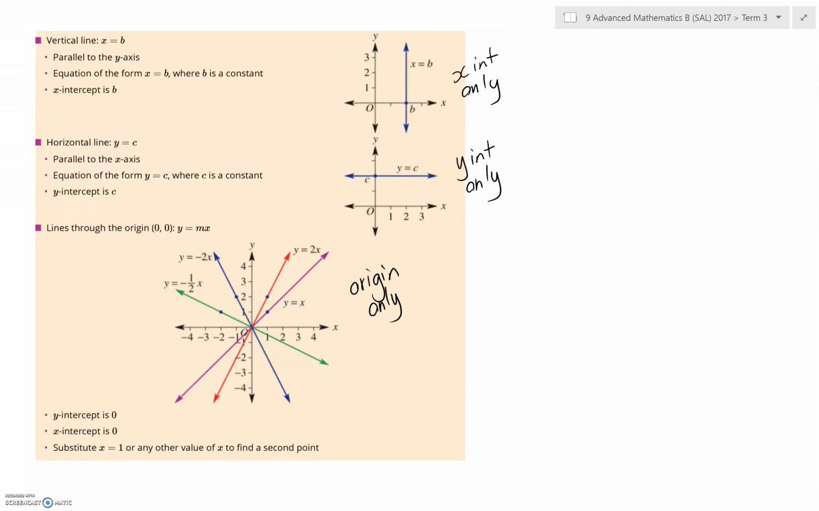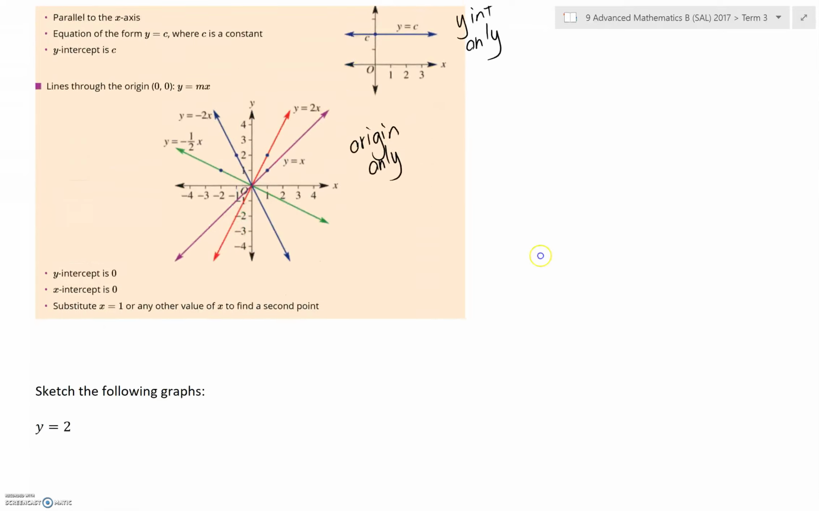And I will do examples of those three different lines now, so hopefully they make more sense. Any questions? Make sure you ask.